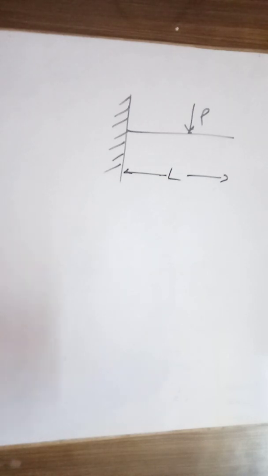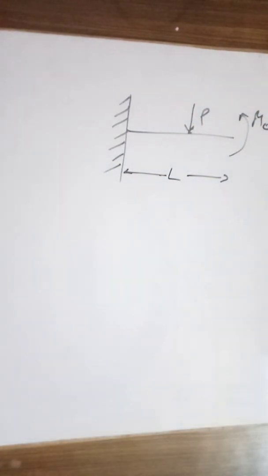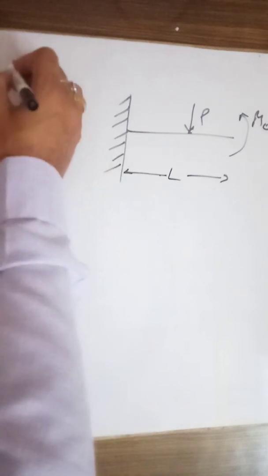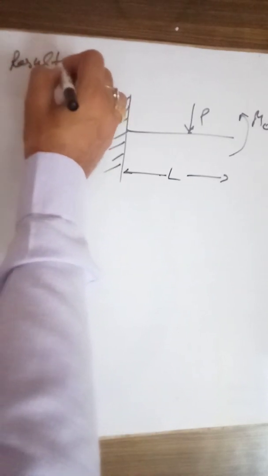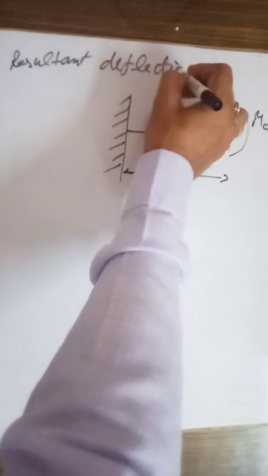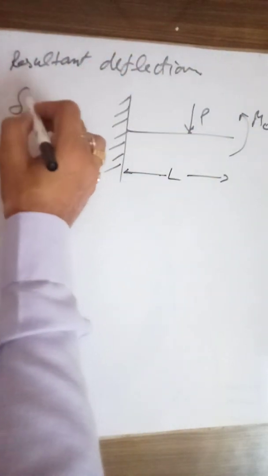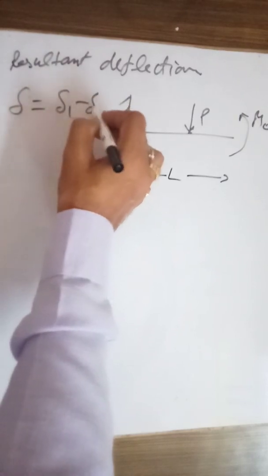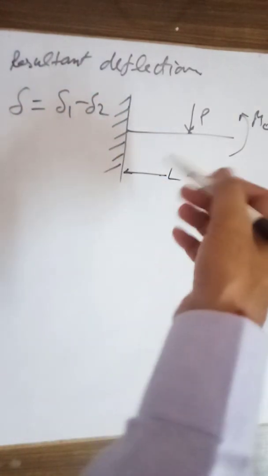So in the case of the cantilever, the bending due to the load p, and the bending moment for this case will be like this, we can say it's m naught. So the resultant deflection, if it is delta, so that is del 1 minus del 2.